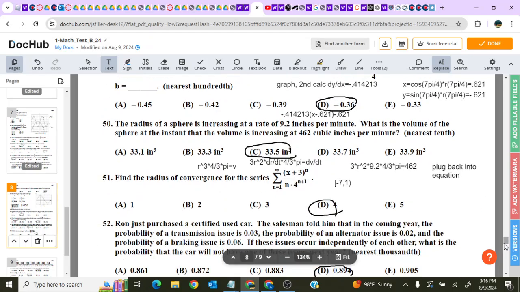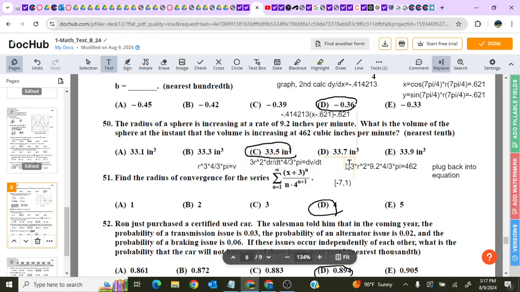50, the radius of a sphere is increasing at 9.2 inches per minute. What's the volume at the instant the volume is increasing by 462? Well, 4 over 3 pi times radius cubed is equal to volume. So let's take the derivative of that with respect to time. So 3 times r squared times dr over dt times 4 over 3 pi has to be equal to the change in volume over time, the dv over dt.